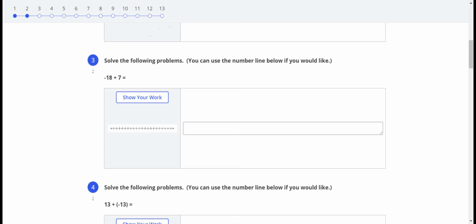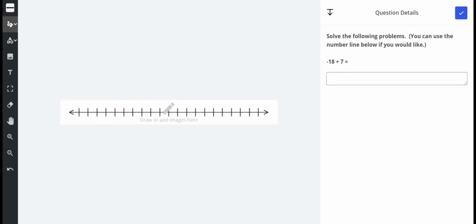Number 3, solve the following problem. You can use the number line below if you would like. So negative 18 plus 7. Well, if I start at negative 18 and I add 7, that means I'm going to go to the right 7. 1, 2, 3, 4, 5, 6, 7.